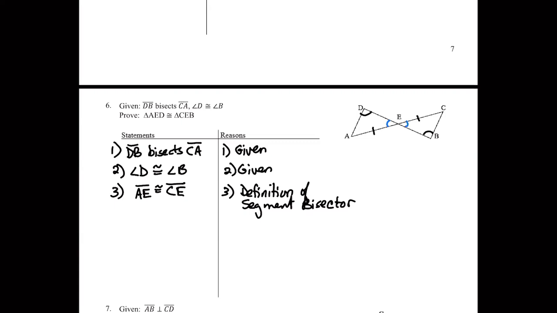All right. So it's going to be a little bit more of an elaborate statement, but I can now say that angle DEA is congruent to angle BEC. And that's because DEA and BEC are vertical angles, and vertical angles are congruent.